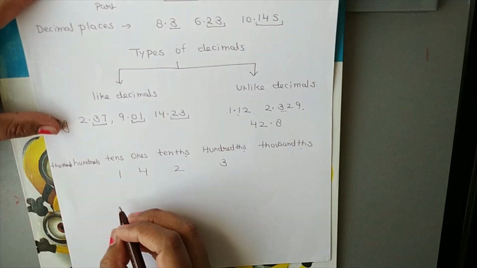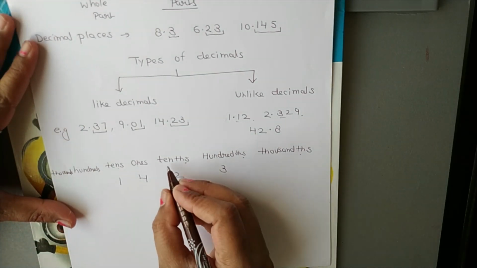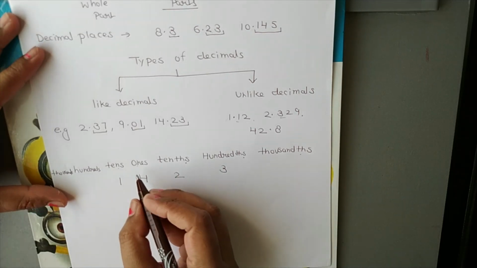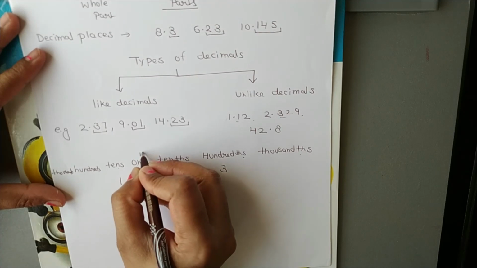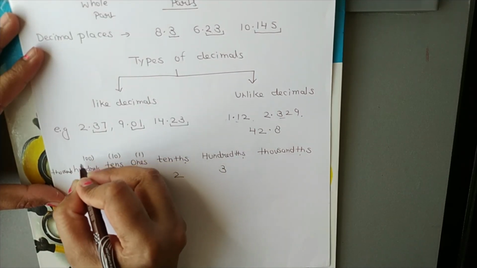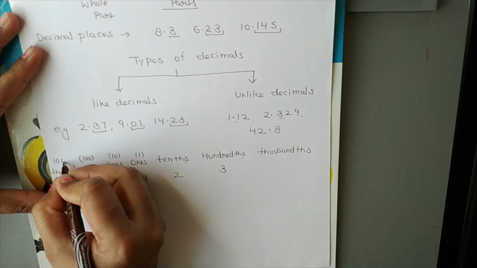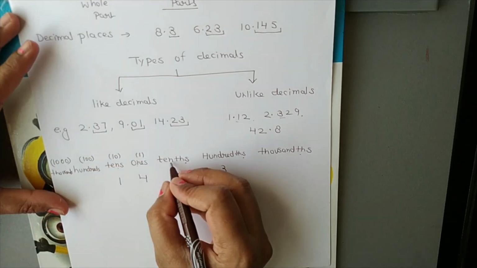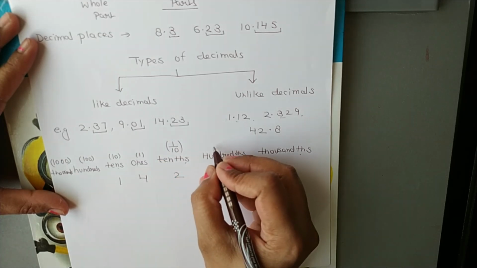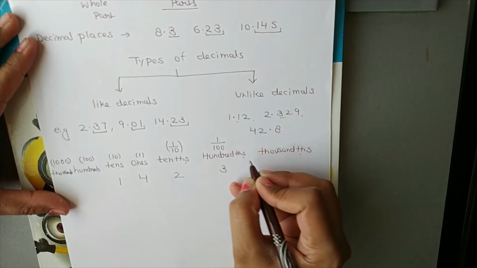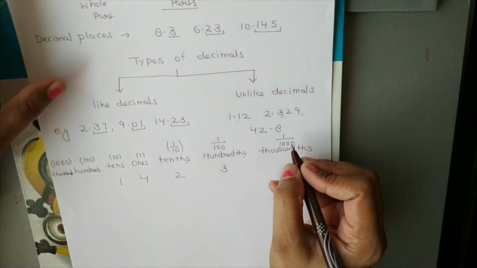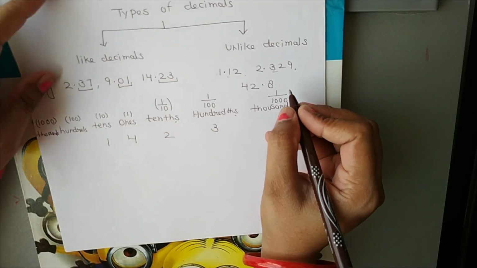Now how can we write tenths? For ones we can write 1, tens 10, then 100, then 1000. So for this, 1 upon 10, then 1 upon 100, then 1 upon 1000.